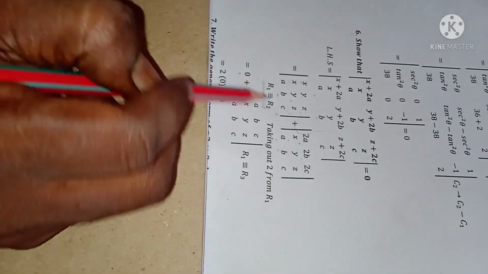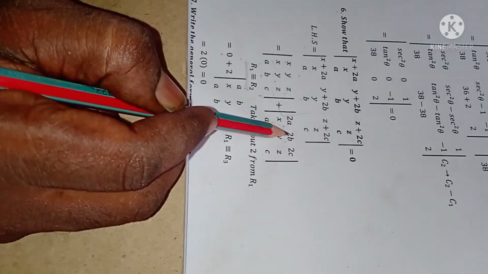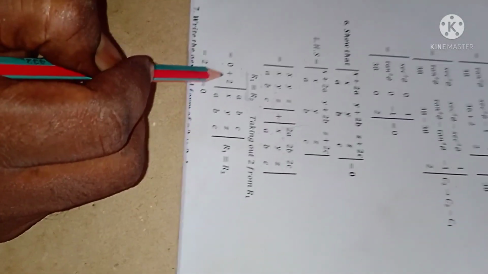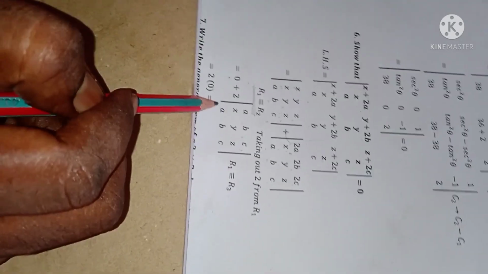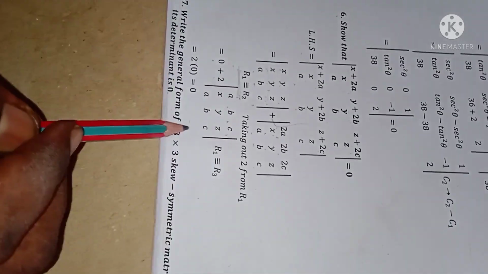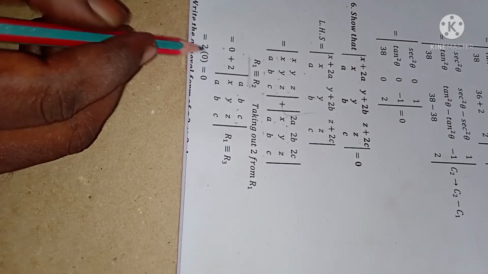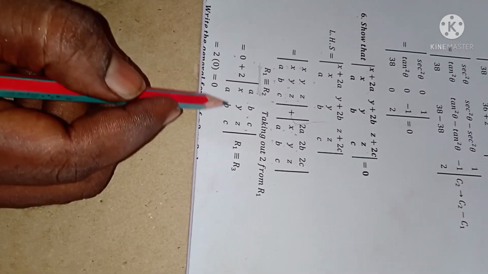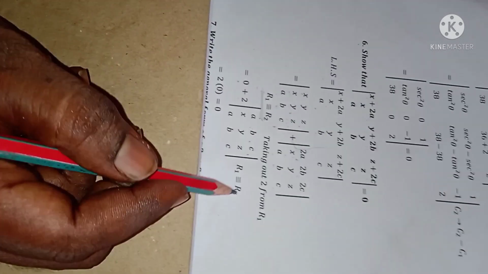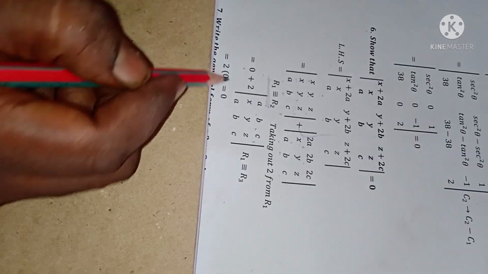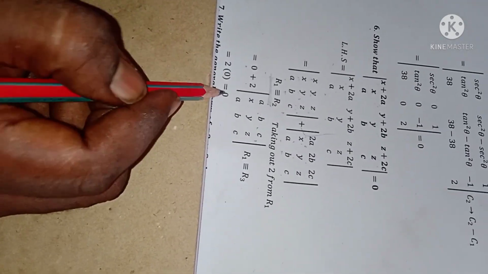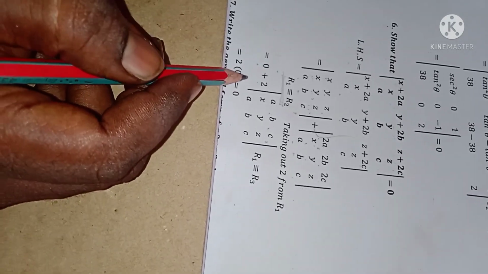So 0 plus. Next, in the second determinant, 2 is common in the first row, so we can take out the 2. Now we get a, b, c in the first row and the third row is also a, b, c. So 2 into 0. What's the reason for 0? The first row and third row are identical. Therefore 2 into 0 is also 0. So 0 plus 0, the answer is 0. That's all.